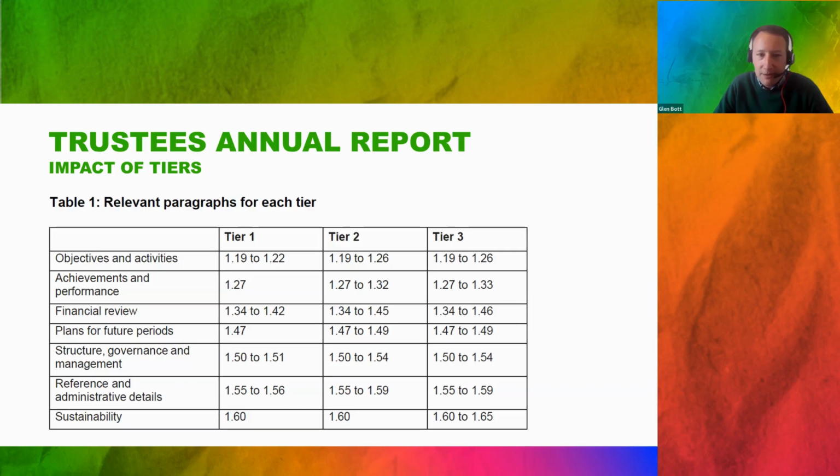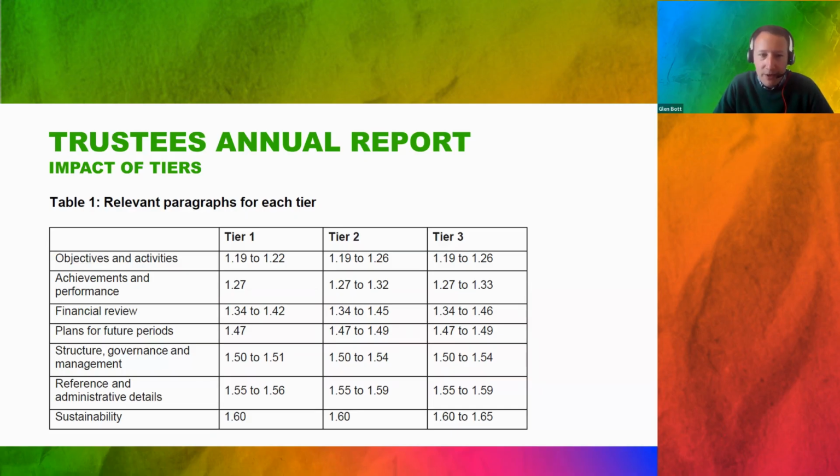As you'd expect, tier 1 has the fewest paragraphs to comply with. Tiers 2 and 3 then add on to those within tier 1, with some other considerations as well. Down that left-hand side, a lot of those headings should hopefully be familiar to you. They're very much the same as the old charity SORP. The only one that's brand new is the bottom one, sustainability. We'll talk about that a little bit later on.